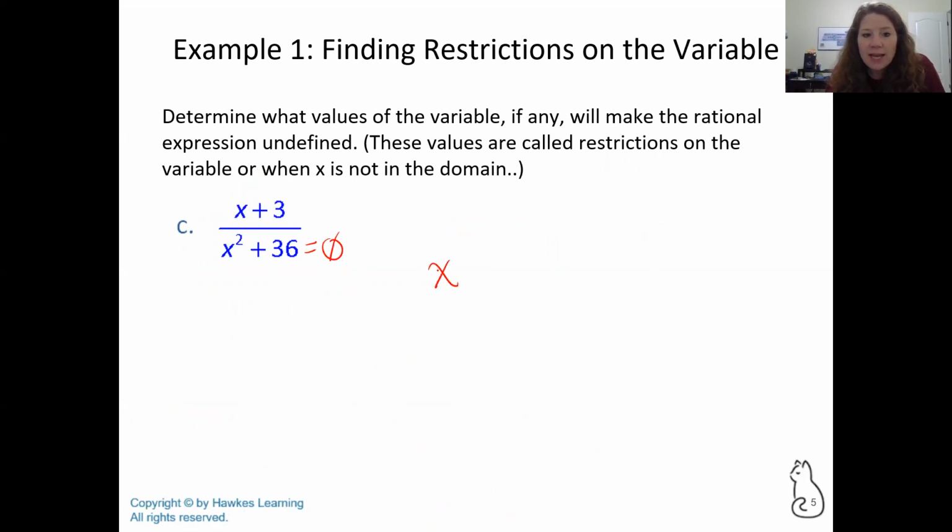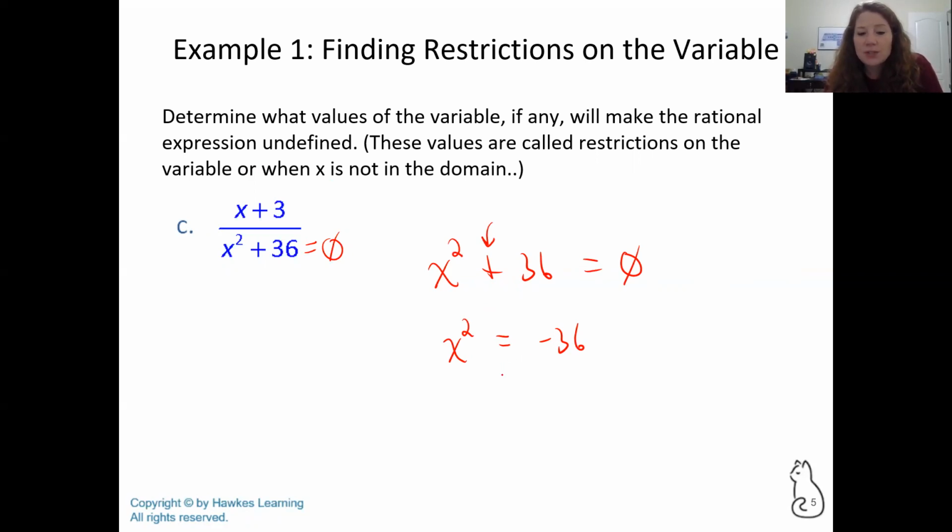So we would have x squared plus 36 is equal to 0. Well, this can't simplify because if you have the sum of perfect squares, it doesn't simplify, right? So let's see, can I subtract 36 from both sides? If I did, I end up with this.